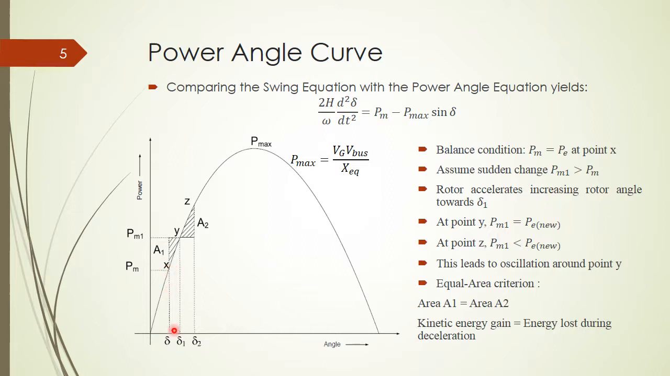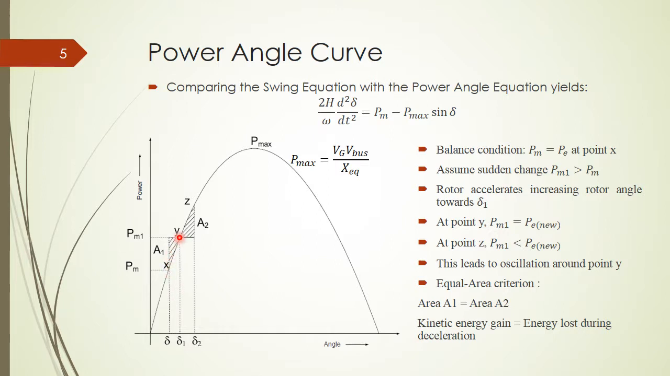So we assume that at the beginning it stays stable. So PM equals P max sine delta at this point, X, and it's balanced. Next, we assume that there's a certain change and the power of the mechanical side changes from PM to PM1, which is higher. In this case, looking at the equation, d squared delta over dt squared will be positive, and therefore the rotor accelerates toward delta 1 here. So it accelerates.